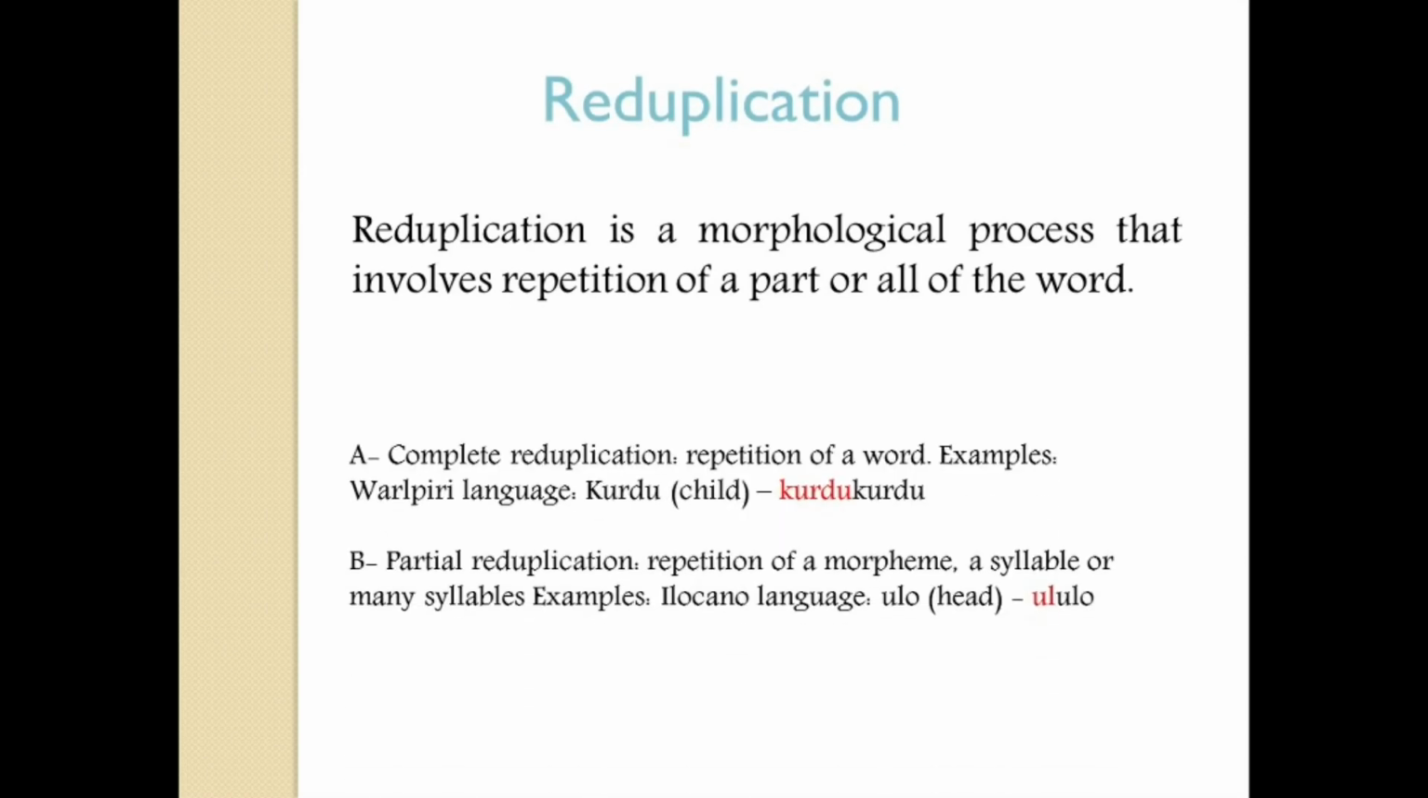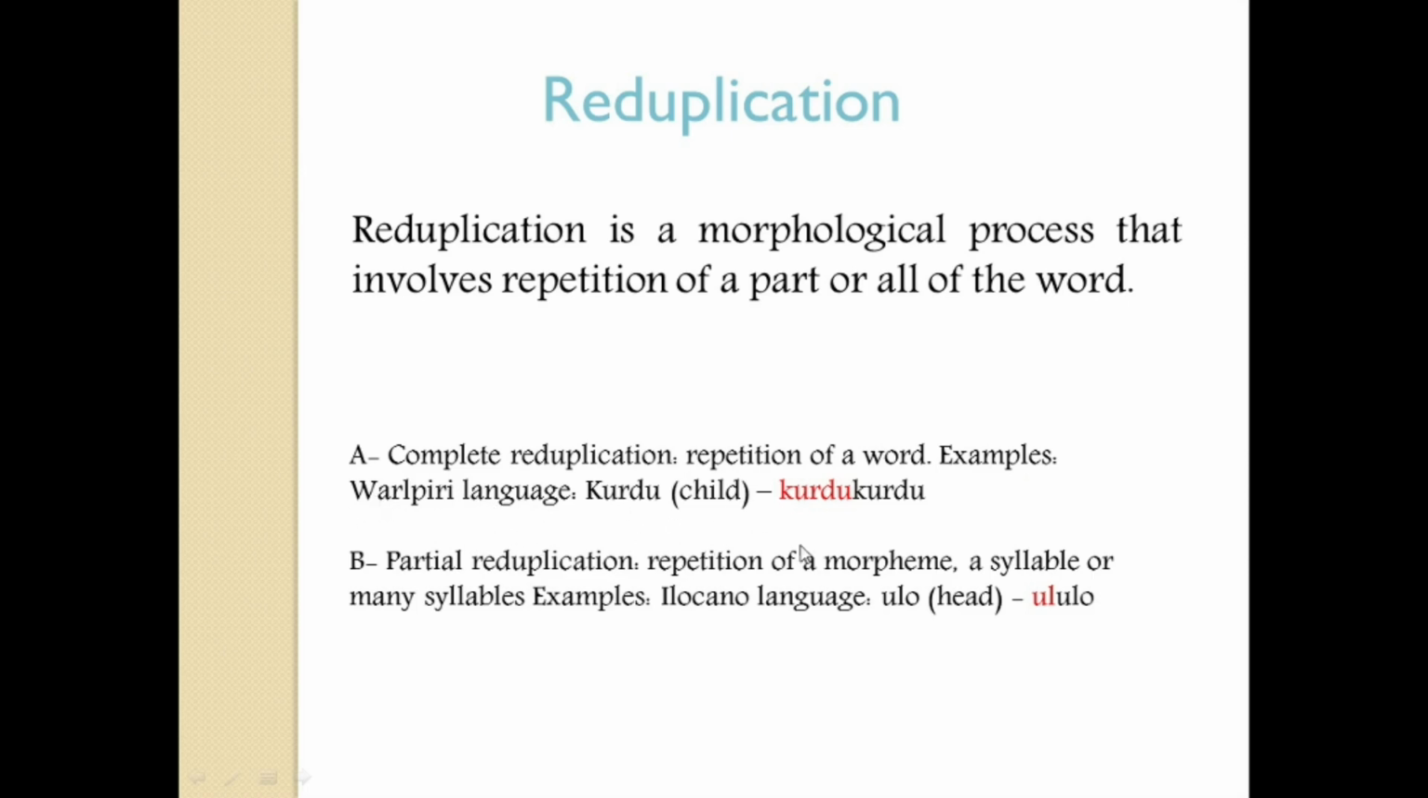The last morphological process is reduplication. Reduplication is a morphological process whereby a morpheme or part of a morpheme is duplicated in order to create new word categories in the language. When the whole morpheme is duplicated, it is called complete reduplication. And when only part of the morpheme is duplicated, then we call it partial reduplication. So here is a complete reduplication. It is a repetition of a word.